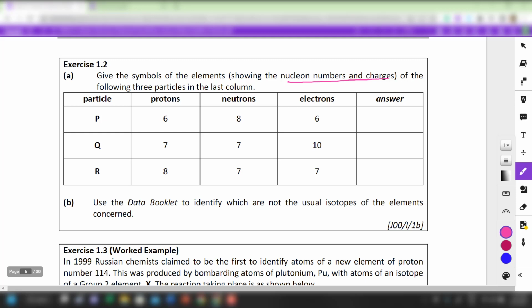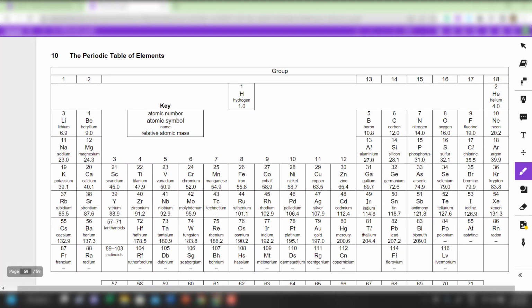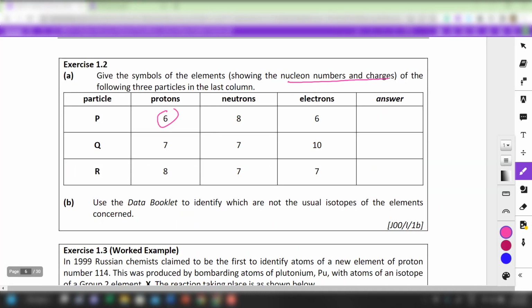Okay, in case you forgot, an anion is a negatively charged species. The first thing we look at is the number of protons. It's 6 protons, so we need to look at our periodic table. If you cannot remember, just go to your periodic table. Over here, this will be carbon, so we'll write carbon over here.